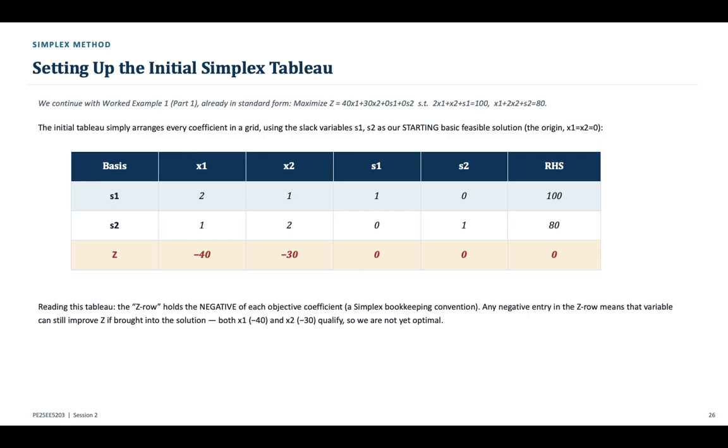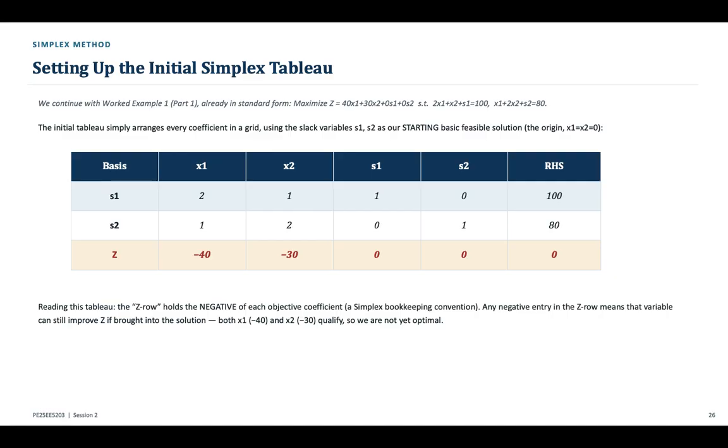The initial tableau is arranged with the columns x1, x2, s1, s2. These are multipliers for you, and these are constraints for you. On the right hand side, the first row corresponds to s1, that is 2 1 1 0, and 100. The second row gives you s2, that is 1 2 0 1, and 80. So this is the data, and this is how we have the initial tableau.